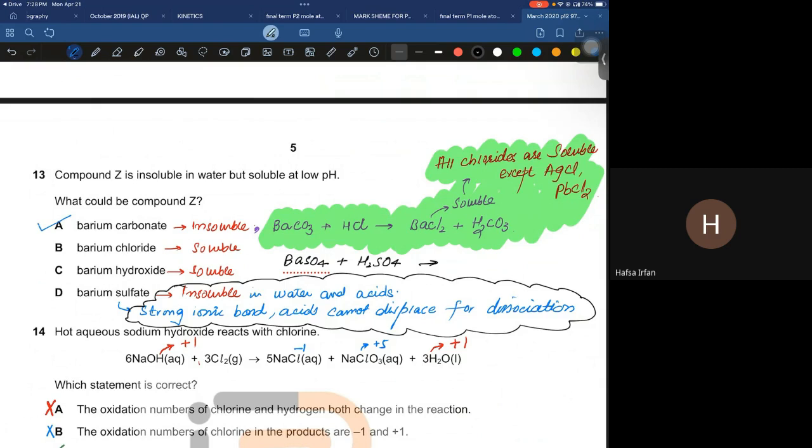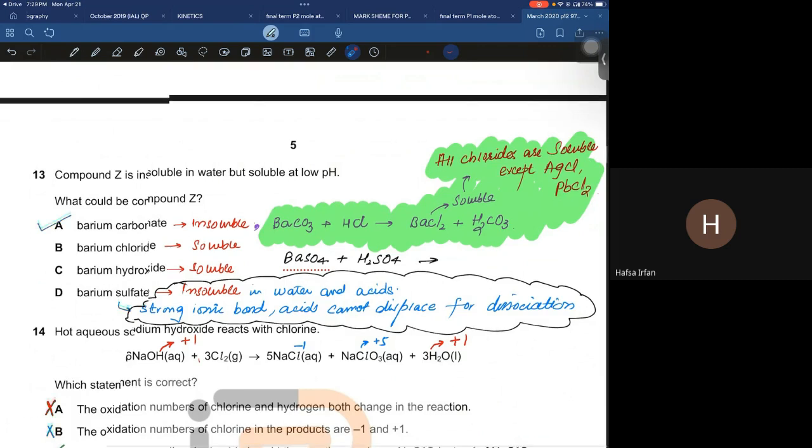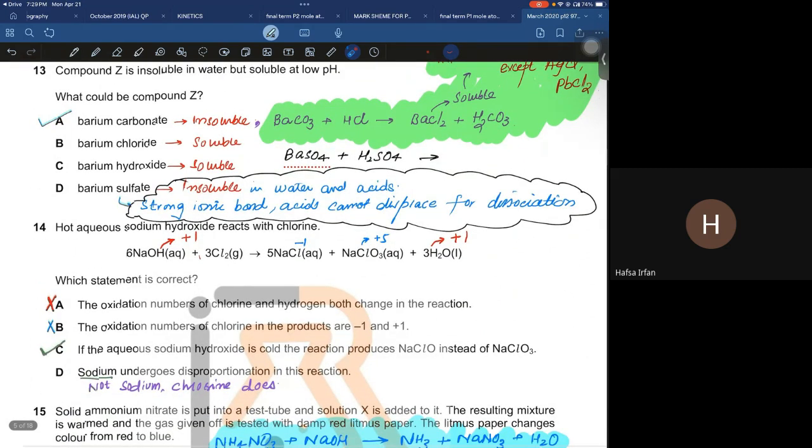If you try barium carbonate, of course it contains carbonate. You know, the carbonates are bases. Carbonates are going to produce carbon dioxide when they react with an acid. According to the statement, it is soluble at low pH. You know what that means? It can react with an acid, but barium sulfate is not going to react with an acid. So that's why option A is correct. Again, it's a tricky question.